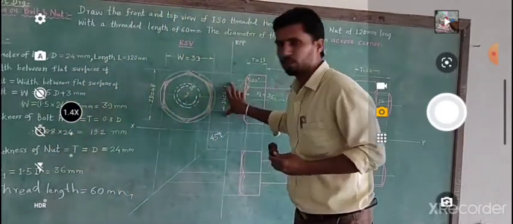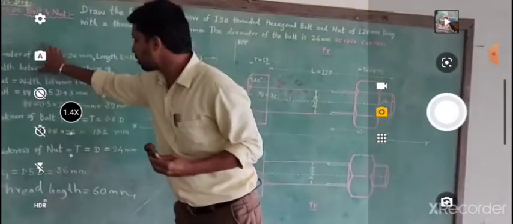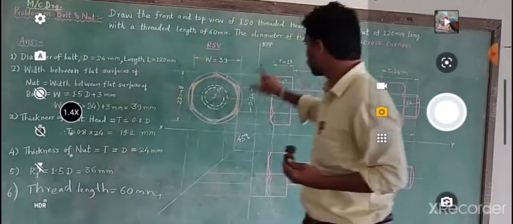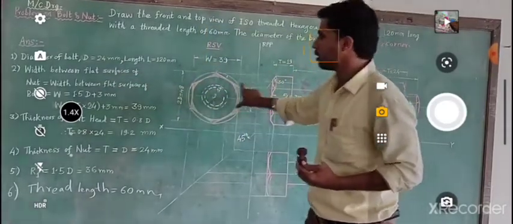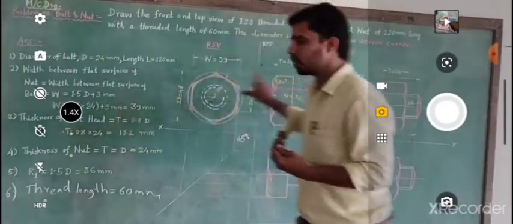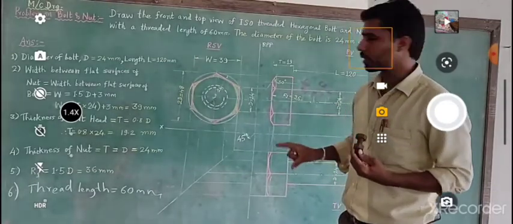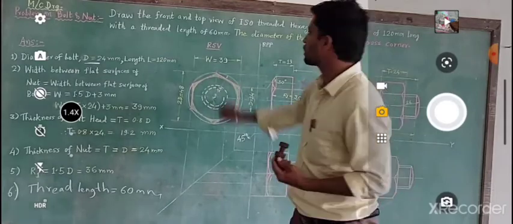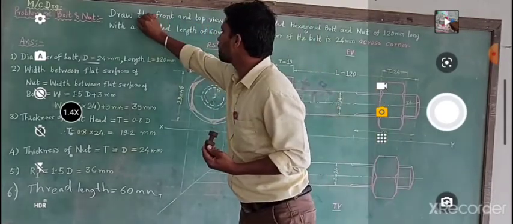Before drawing this diagram, you must concentrate on these parameters, because they play a very important role in drawing this bolt. If this calculation is not correct, then the drawing is not going to be correct. So the first main thing is D. D is equal to 24 mm. This is given in the problem, so you read the problem carefully.